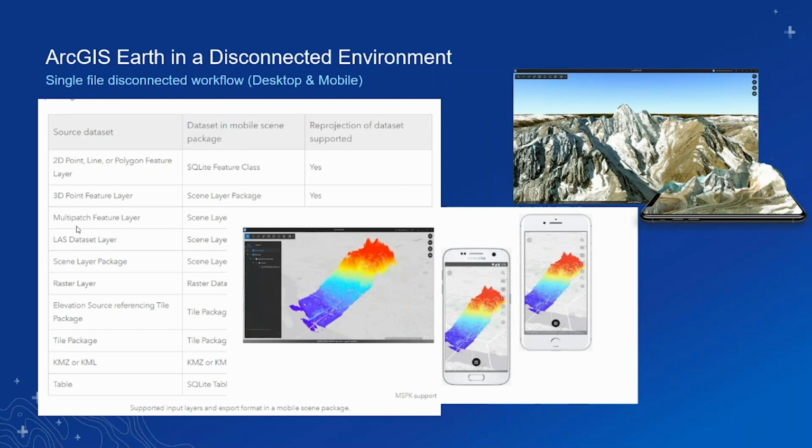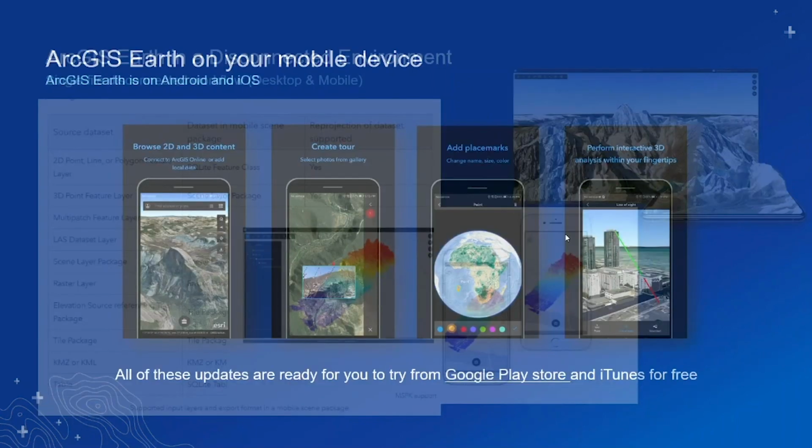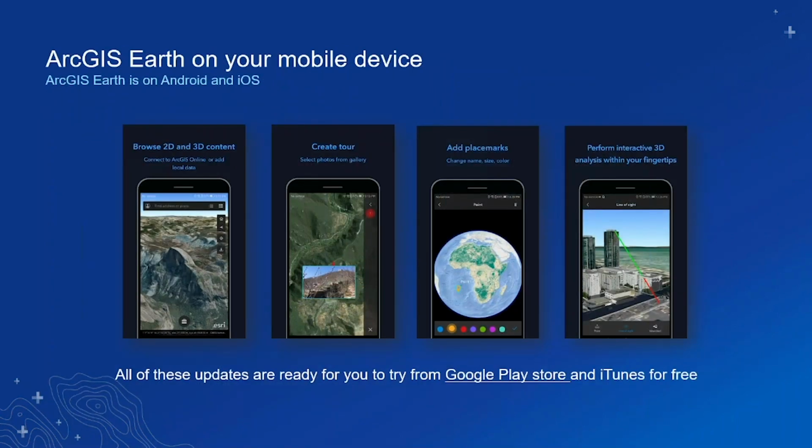In terms of disconnected workflows, we added the mobile scene package, and we're planning to bring on additional functionality to make it easier to author and consume mobile scene packages across the platform. These files are created in ArcGIS Pro and can be shared across the organization. You can also try to download Earth on your phones for your iOS or Android and access data from ArcGIS Online or Enterprise just like you would in the desktop version.